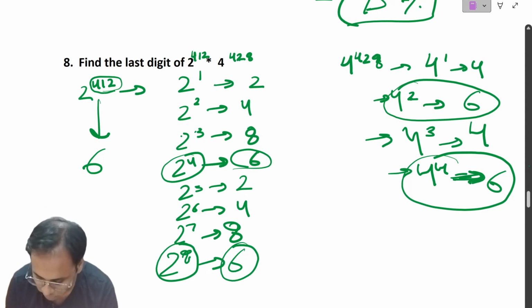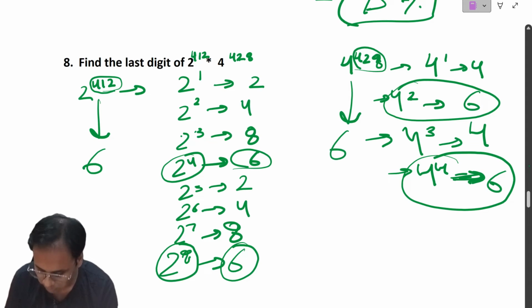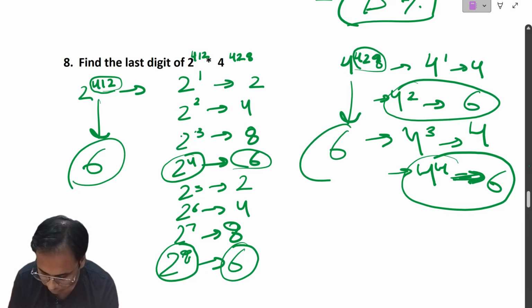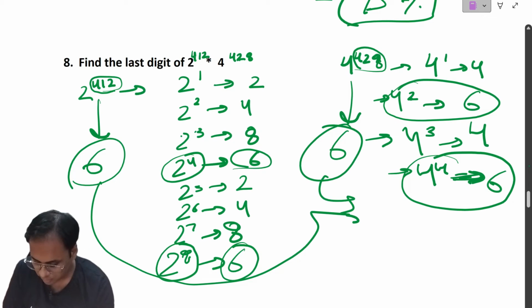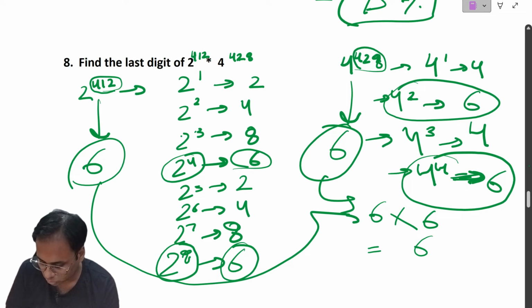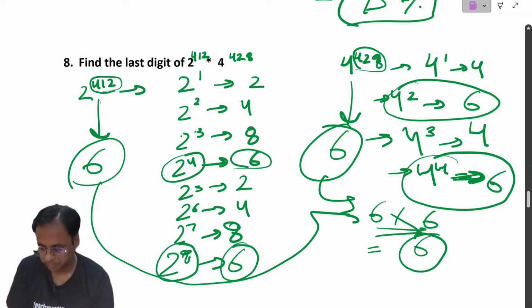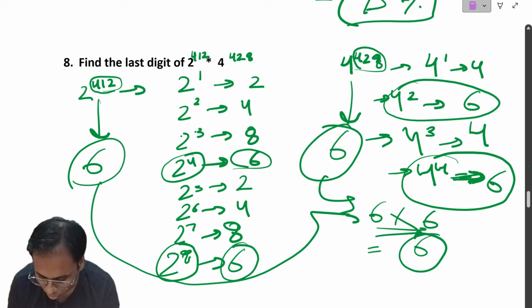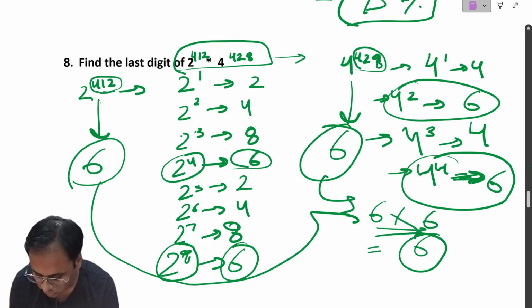Since this is an even power, the last digit will be 6. So the last digit is 6 for this and 6 for this. These 6s will now multiply. The last digit of this into last digit of this equals 6, because 6 into 6 is 36. So the last digit is 6. Okay, so the last digit for all this is 6.